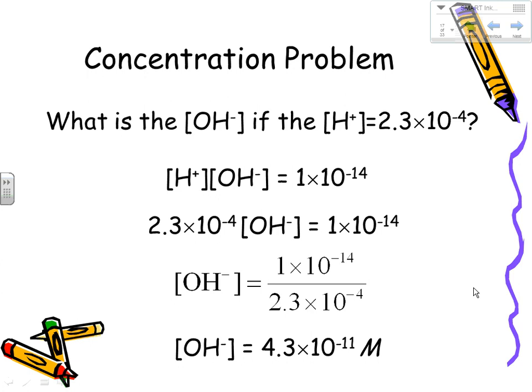So if we know one concentration, H plus or OH minus, we can always calculate the other by dividing that value into 1 times 10 to the negative 14th. So if you know H plus or OH minus, you can calculate the other.